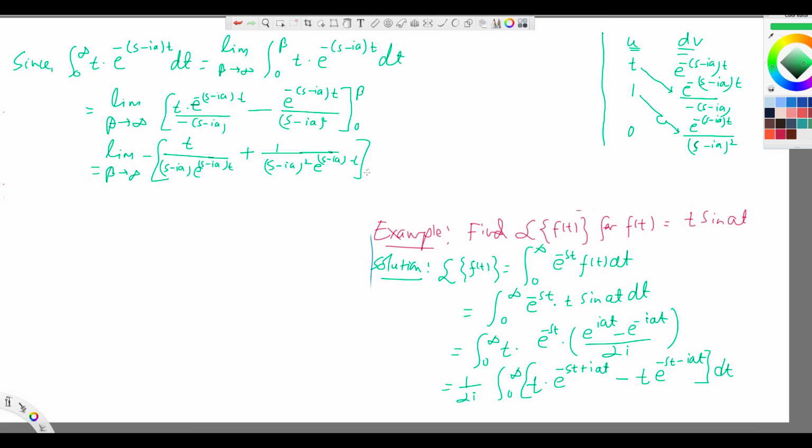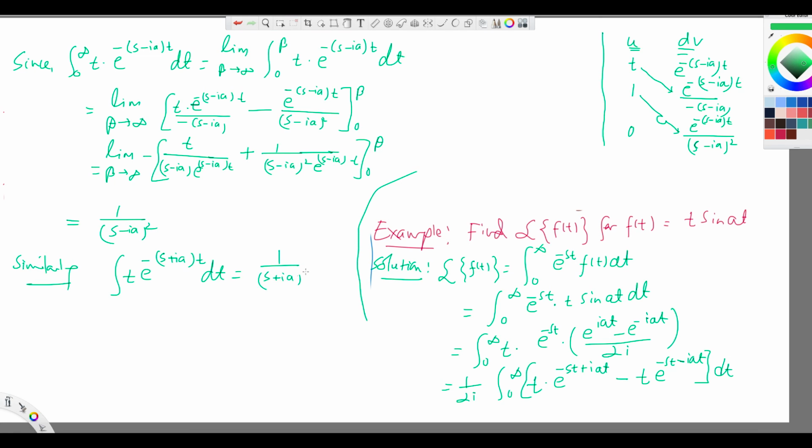So again, you will plug in 0 and beta. Okay, guys? So what you do next is just plug in the beta and then 0. If you simplify, that will be simplified to 1 over (s minus ia) squared. Okay, this is what you will get. Similarly, the second integral, you see that there is negative st minus iat. What I'm trying to do is take the negative sign outside. What you get is negative (s plus ia) t. If you do exactly the same technique, your answer will be 1 over (s plus ia) squared.